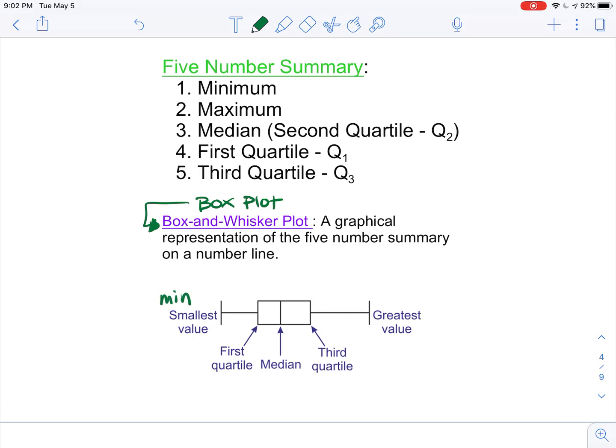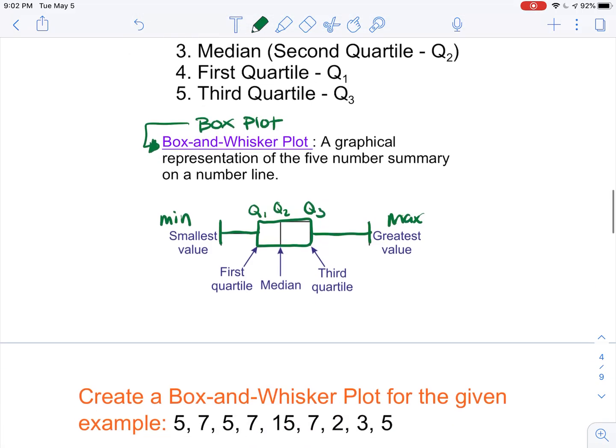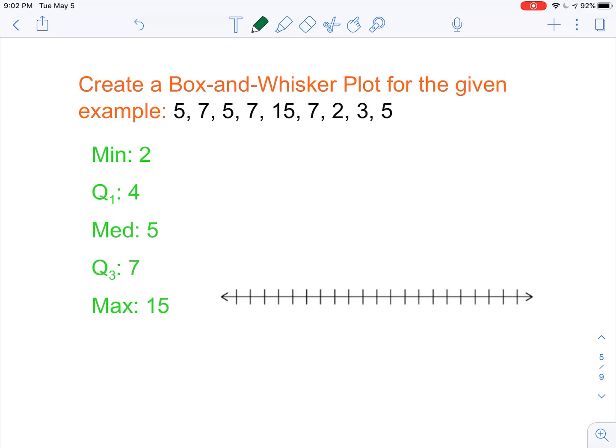Okay, and how do we draw this? Well, if it's a box and whisker plot, it must have a box, it must have whiskers. So our minimum value, or our smallest value, goes on one end, our maximum value, or our greatest value, goes on the other, and those are attached through whiskers to our middle box. Now, what is the box made of? Well, it's made up of our quartiles, Q1, Q2, and Q3, or our first quartile, our median, and our third quartile. So if we have these 5 numbers, we should be able to draw an appropriate box and whisker plot on an appropriate number line.